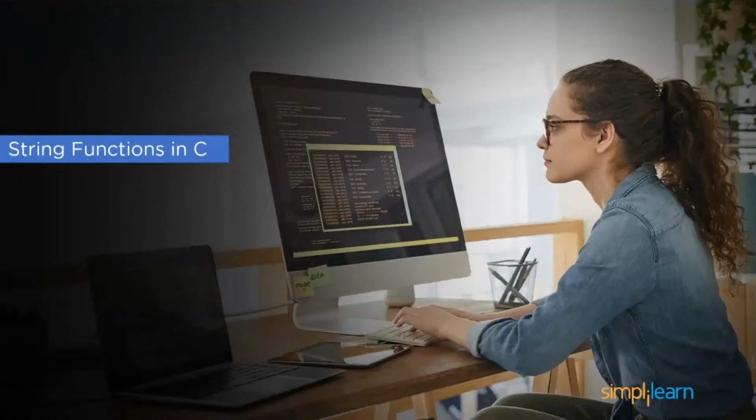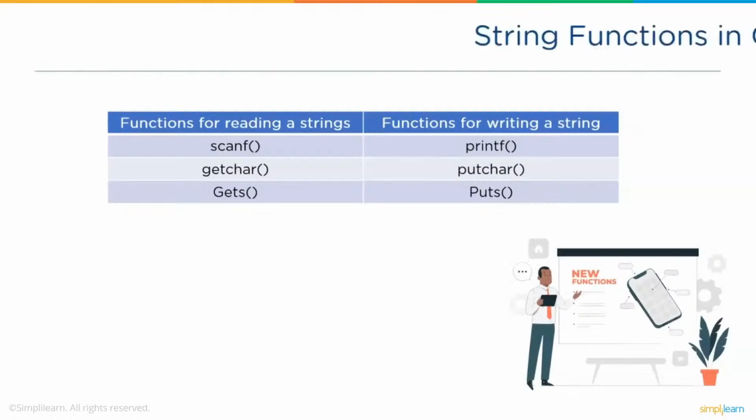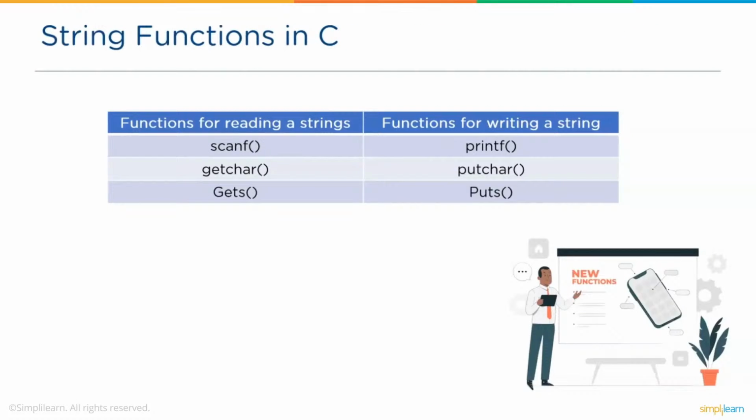Now that we have some idea about the string handling functions in C language, let's look at the functions to read and write a string. First, let's understand the functions of reading a string. Using scanf, getchar and gets, we can take string input. Scanf is used to read a string and %s is the format specification. So when we use the %s format specification to read a string from the terminal, then the ampersand is not required.